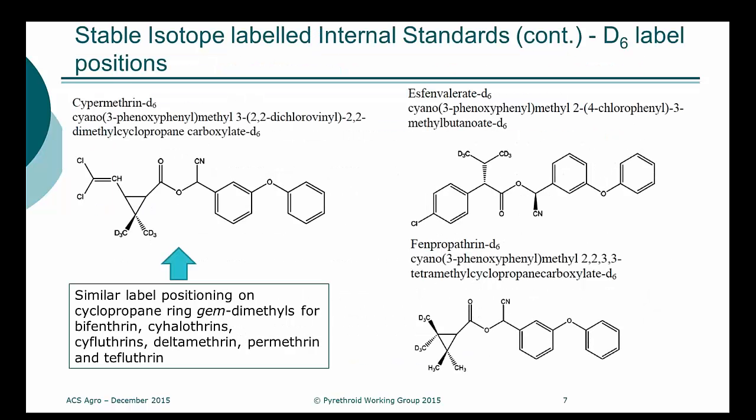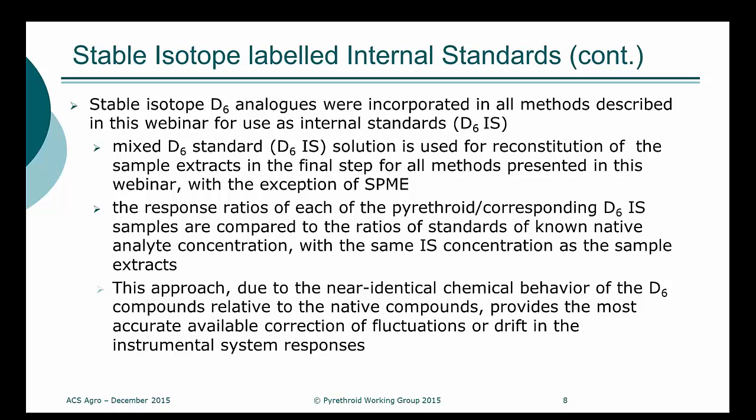Here is an example of some of the compounds that we deuterated. I won't go into great detail for the sake of time, but you can see where the compounds cypermethrin, S-fenvalerate, and fenpropathrin were added to the deuterated compound list. We incorporated these deuterated analogs into all the methods described in this webinar as an internal standard. We mixed the D6 standards, and we reconstituted all of the samples with this mixture in the final step, with the exception of SPME.